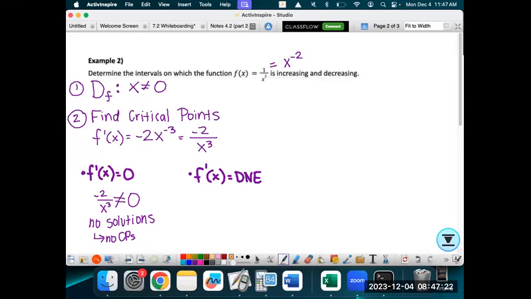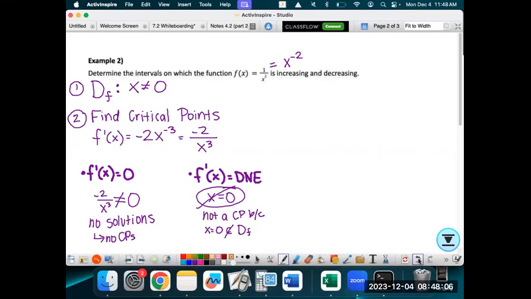Moving on to where the derivative does not exist. Kind of just talked about it. I can't have division by 0 here, so where x equals 0 is going to cause me to have a problem in my derivative. But remember, we need to check to see if these are in the domain in the first place. x equals 0 is literally not in our domain, so this is not a critical point. So we don't have any critical points from this function, actually, and that's okay.